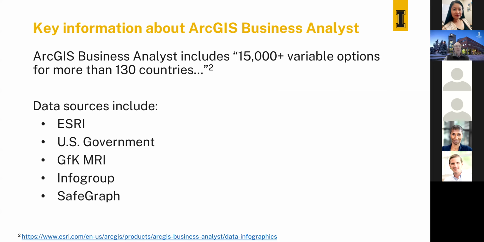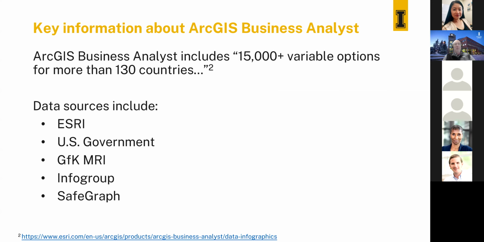ArcGIS Business Analyst includes over 15,000 variable options for more than 130 countries. The variable options are most robust for the US data, but there are options available and some data available for other countries as well. For the demonstration purposes today, I'm going to focus on the US data because that gives you the broadest scope and broadest view of what you can do in ArcGIS Business Analyst. But I'd encourage you to explore some of the other geographic locations to see some of the other options that are available too.